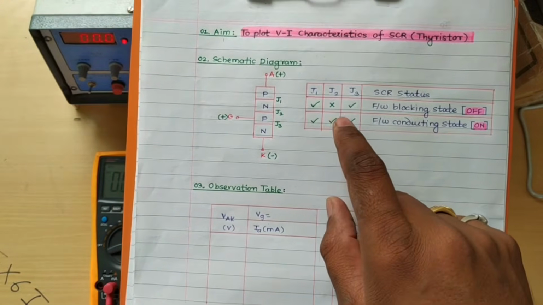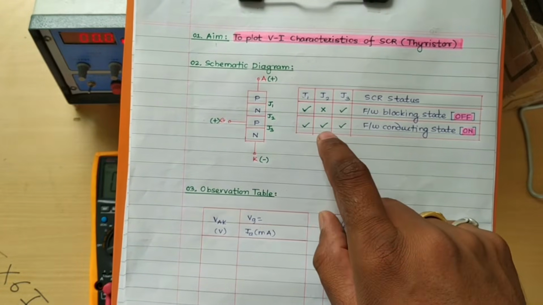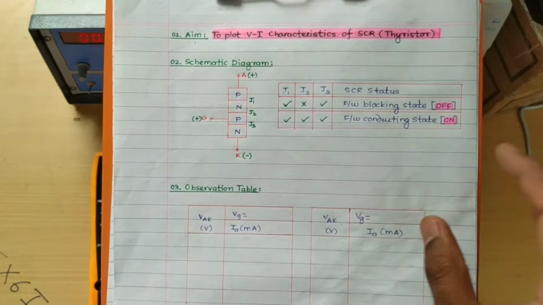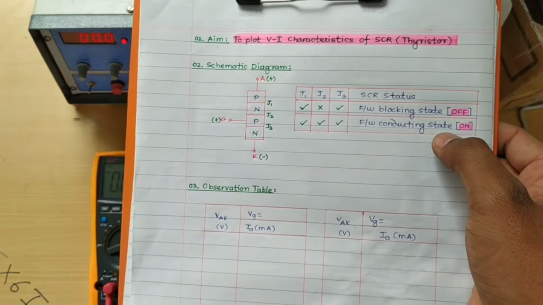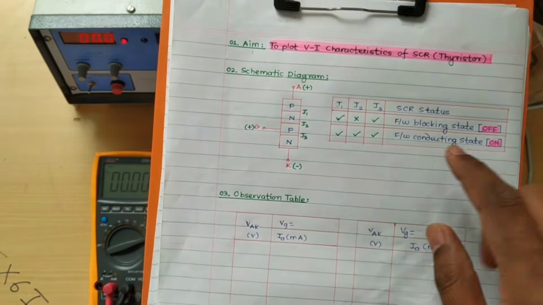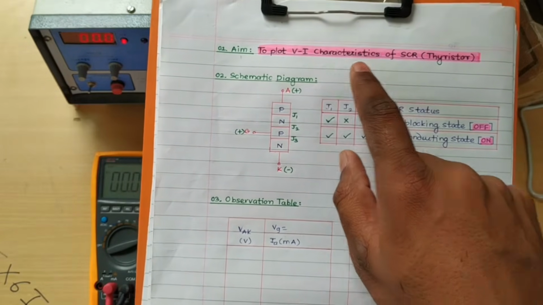When we apply gate voltage, this PN junction is forward bias. So all your junctions will get forward bias and your device will come into conduction, that is known as forward conducting state. Now your device is in on state. So our today's experiment is to verify the operation of this device and plot VI characteristics for the same.